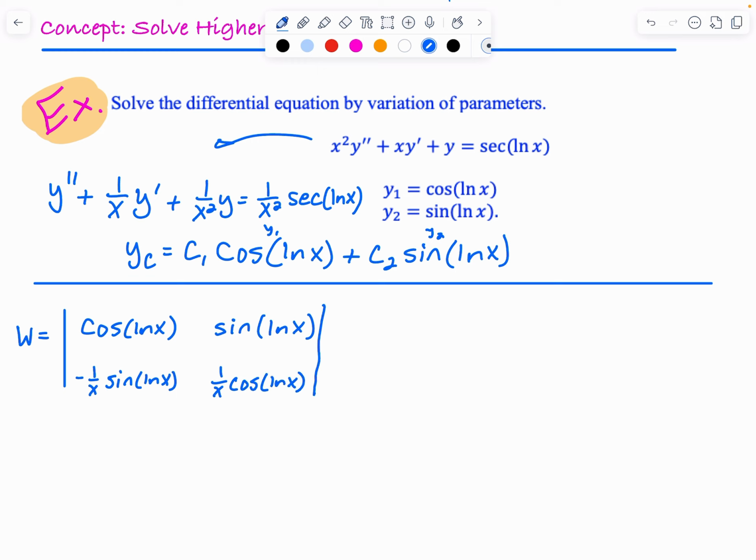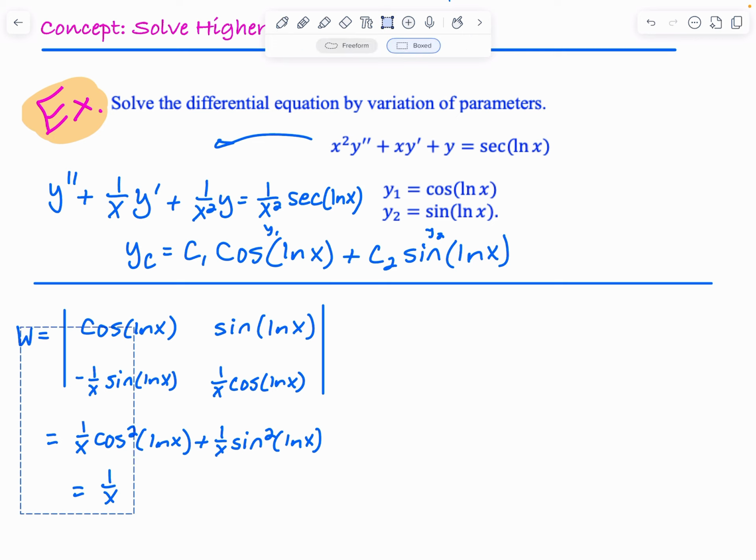If I work this out and multiply, you can see I'll get 1 over x cosine squared ln of x plus, because the minus negative, 1 over x sine squared. So notice that we have our Pythagorean identity. As long as the argument ln of x is the same in both, we can use our identity. So this is 1 over x. I'm going to shrink this up because I'm going to fit all three across right here.